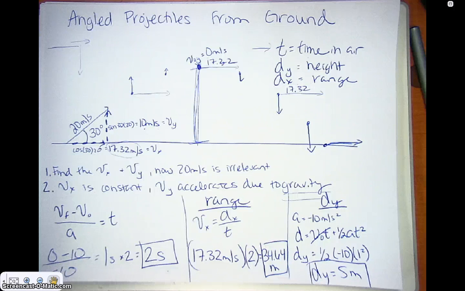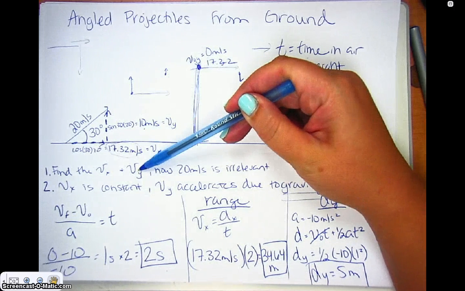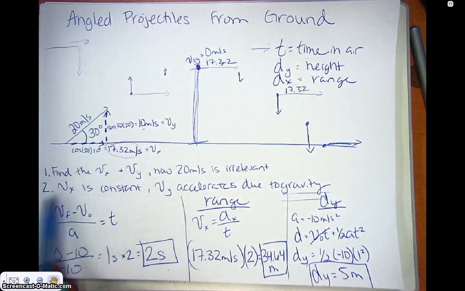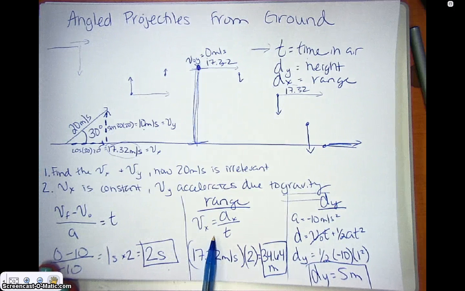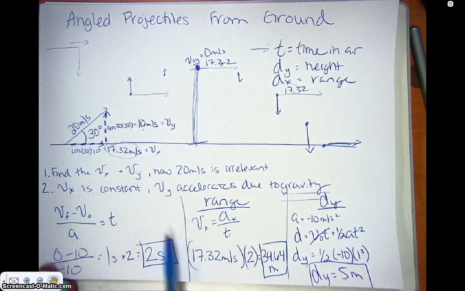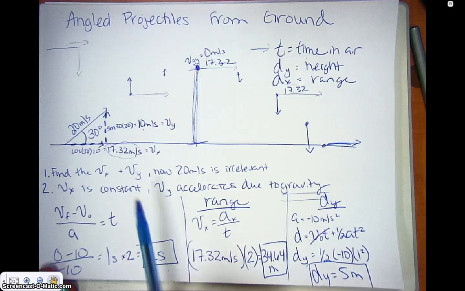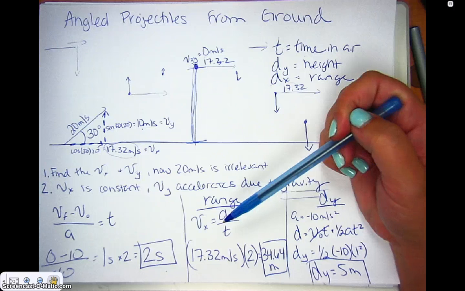All right, so the moral of the story is that when we do projectiles, you always start by resolving the x and y components. In the x direction, the velocity is constant, so we can just use this equation, just like we did with our horizontal projectiles. And in the y direction, there's acceleration due to gravity, so we use our constant acceleration equations, and we treat this like the problems where we were tossing something straight up in the air.